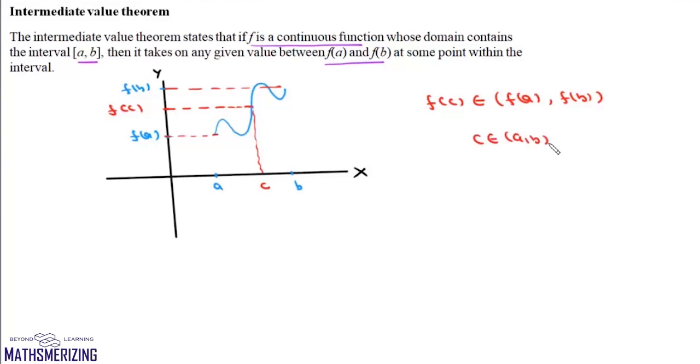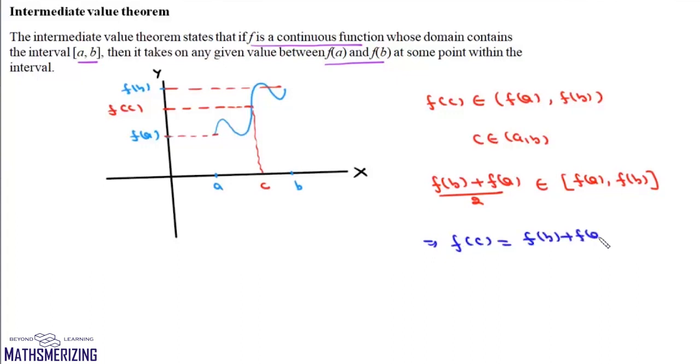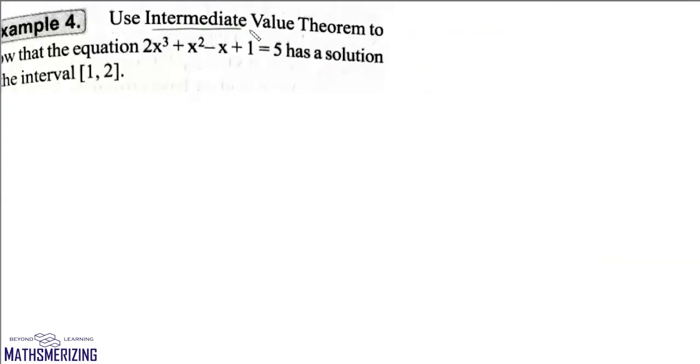Now one important result that we generally use while solving problems is we know that (f(b) + f(a))/2 lies between f(a) and f(b), and from intermediate value theorem we can say that there exists at least one point c such that f(c) is (f(b) + f(a))/2, where c lies in (a, b). Now here the question is use intermediate value theorem to show that this equation has a solution in the interval 1 to 2.